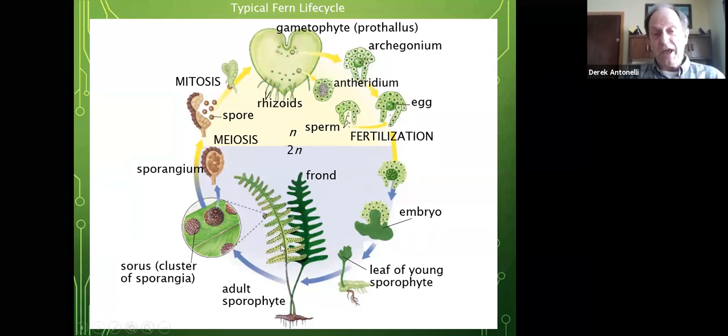So then these go ahead and mature. They produce sporangia in clusters that are called sorus. That goes ahead and produces the sporangia, then produces more spores, and the cycle repeats.